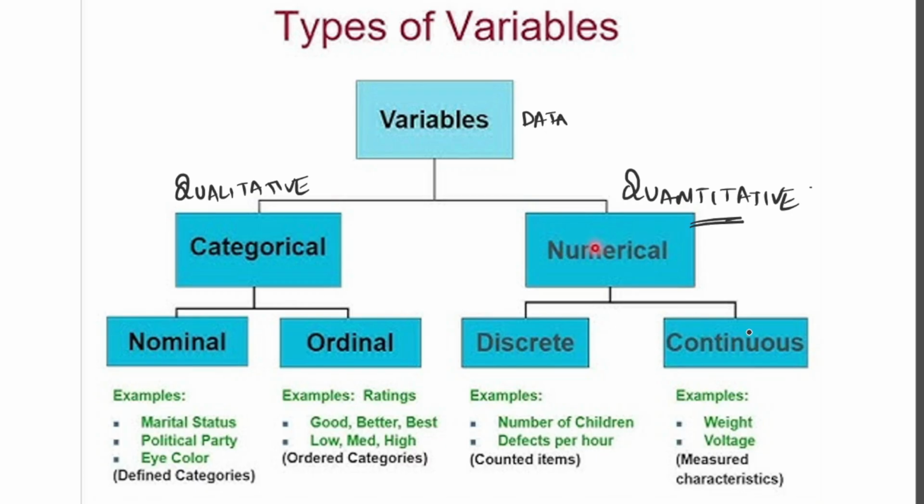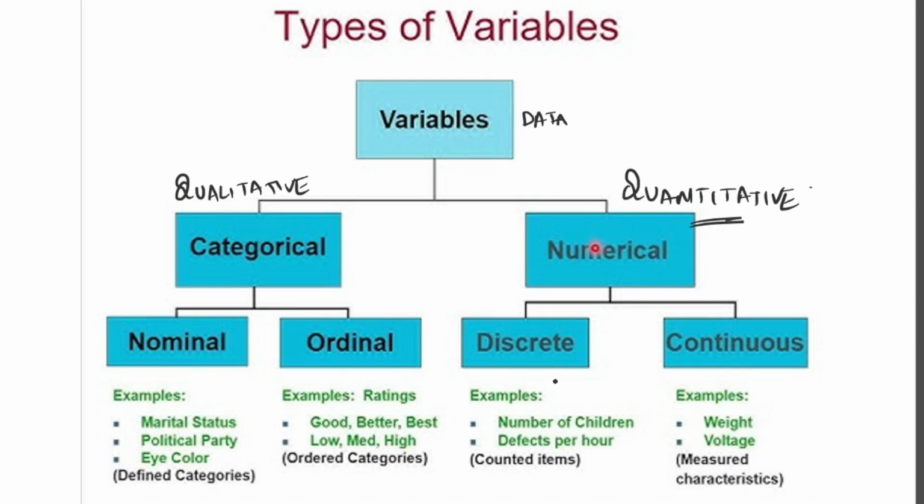Now this qualitative is again divided into a nominal type and ordinal type, whereas quantitative is again divided into discrete and continuous variables. The nominal are those which have defined categories, as I told you. Examples are marital status, married or unmarried, color of the eye, which political party. Whereas the ordinal variables are those which have ordered categories, examples like good, better, best, or otherwise low, medium, high.